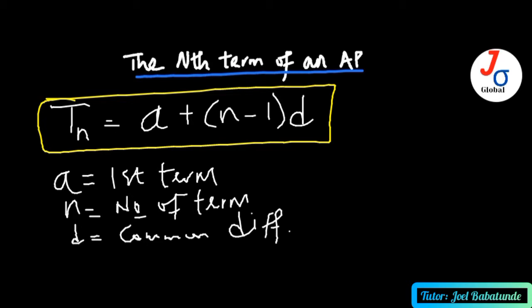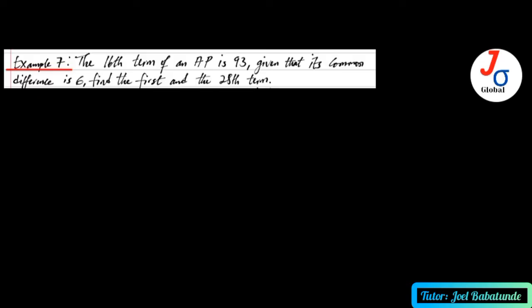All right. So we're going to be using this formula to solve questions relating to arithmetic progression. So make sure you keep this formula in mind. A plus (n minus 1) D is the nth term of an arithmetic progression. All right, let's dive in.